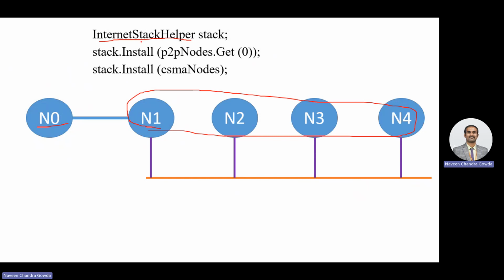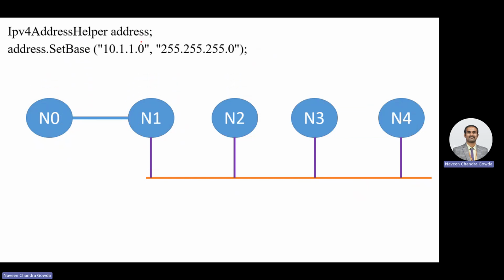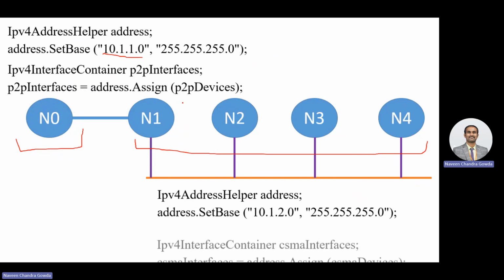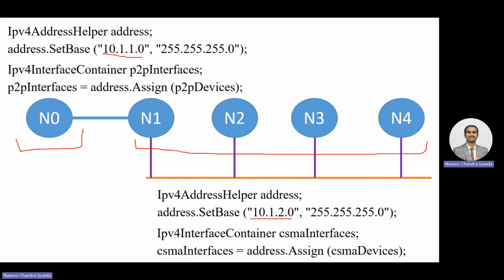About the internet stack, we already discussed in the previous example. Then later we'll be assigning the addresses. I repeat, we will be assigning the addresses to the devices in this network. If you see clearly, there are two different types of networks here. This is the CSMA network, and this is a point-to-point network, is it not? As an example, we are taking the base address for the point-to-point devices as 10.1.1.0, whereas the base address for the CSMA we are using as 10.1.2.0.